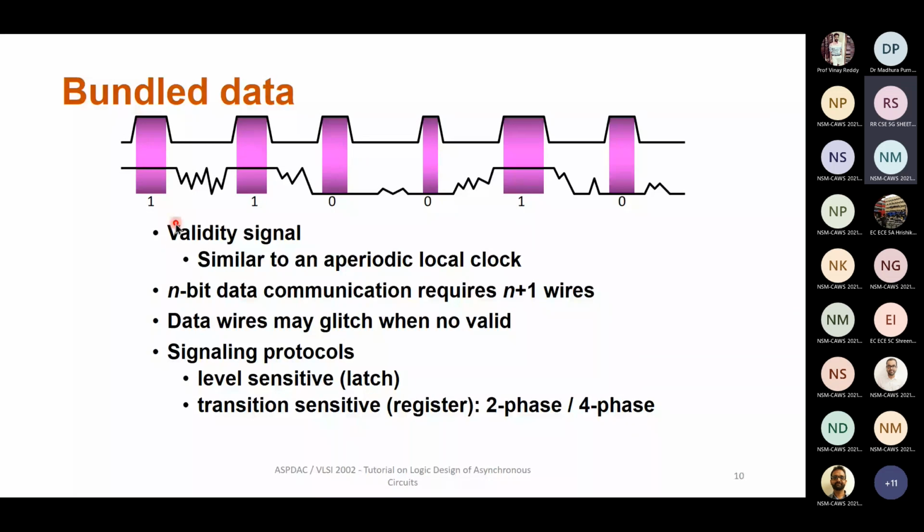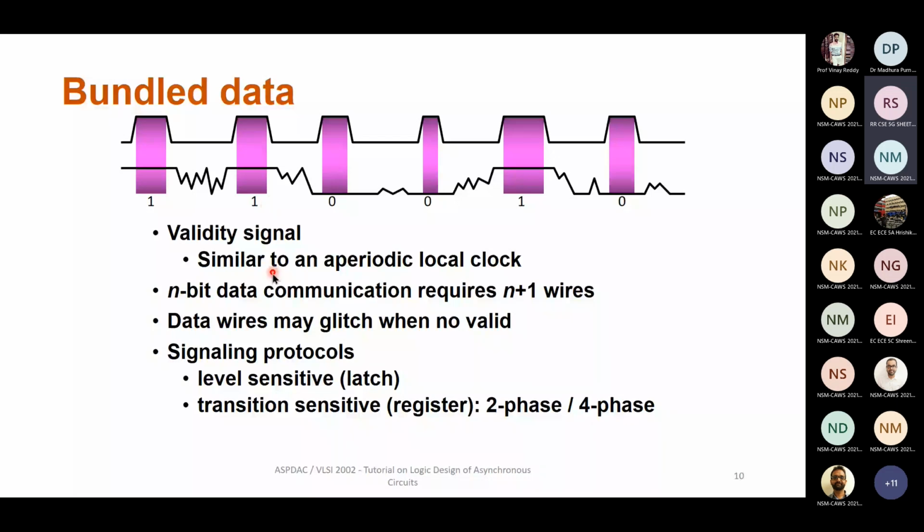So let's say if you have a 32-bit bus, then all the 32 wires have to settle down before the next valid signal can be generated. That's what it means. You are bundling these 32 wires into a single bundle. Bundling means buses. Yes, you can think of it as a bus.